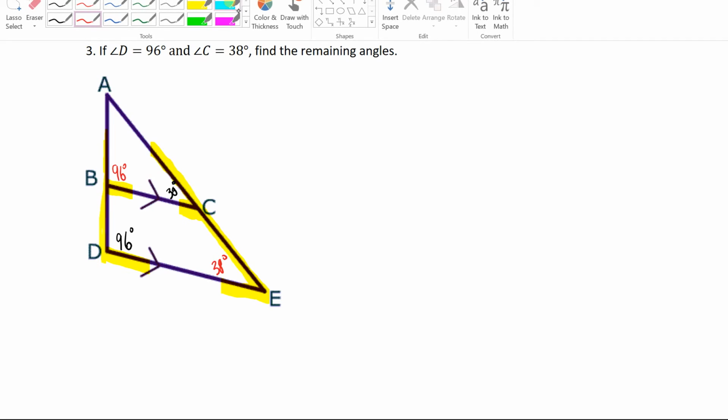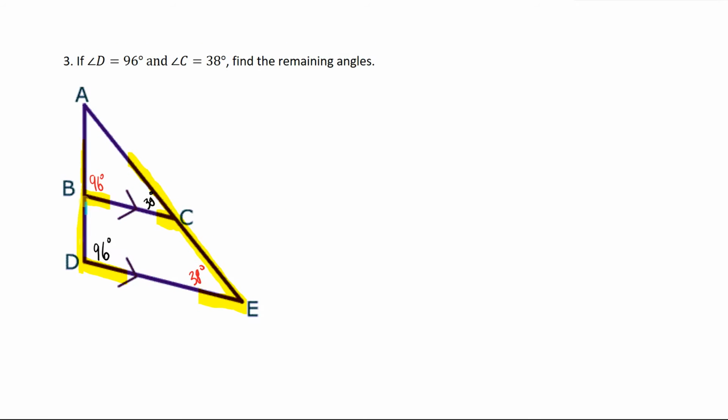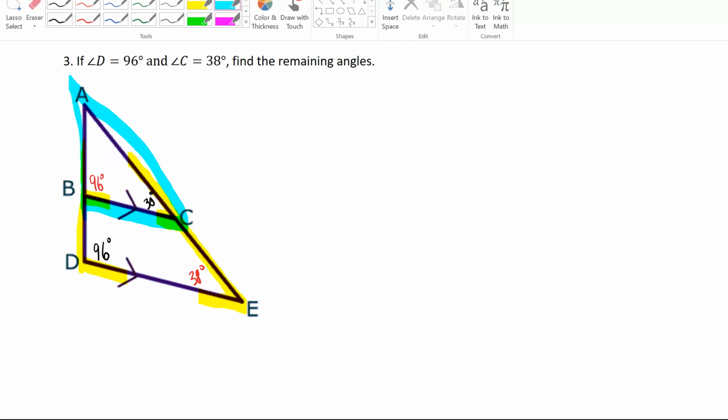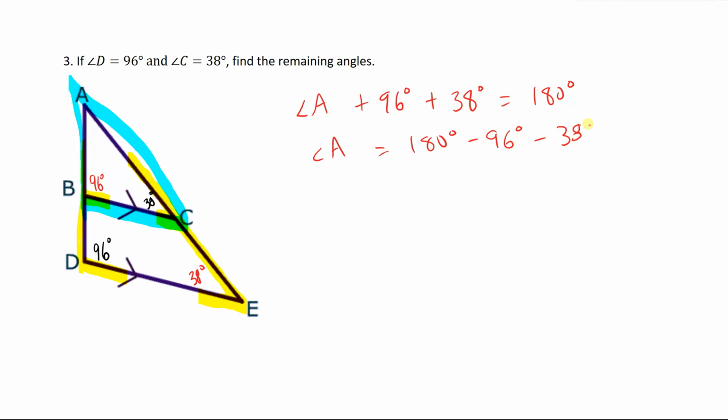And finally, to find angle A, what can we do to find angle A? Well, we have a triangle here. We know that the interior angles of a triangle add up to 180. So angle A plus angle B plus angle C must equal 180 degrees. So angle A is equal to 180 minus 96 minus 38 degrees.